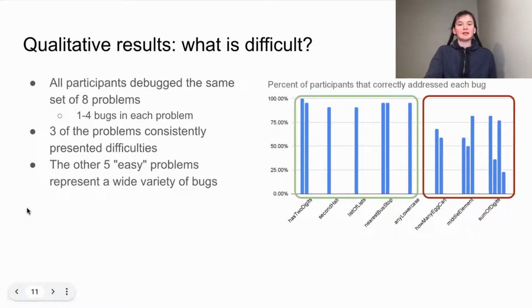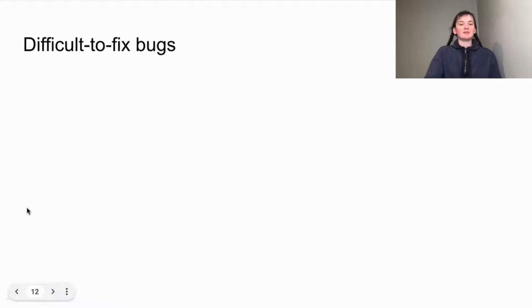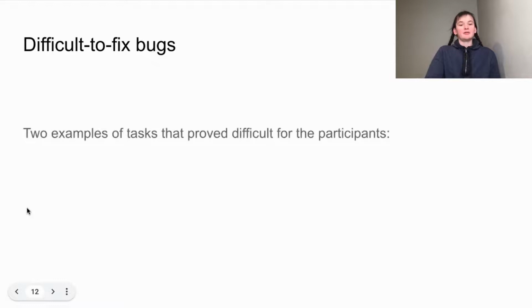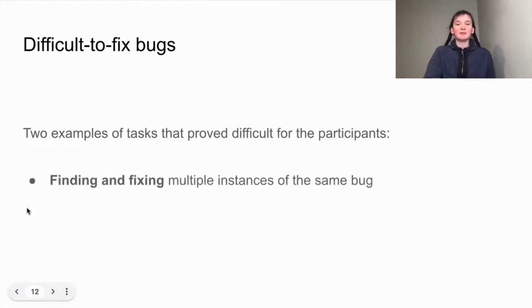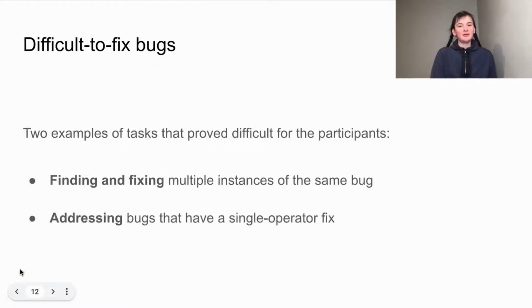The interesting thing is that these 5 easy problems did represent a wide variety of bugs. So it doesn't look like there's any one reason for the easy problems to be easy. Rather, it seems like there are some very specific reasons why the 3 difficult problems are difficult. In the interest of time, I'll just go over 2 of the interesting patterns we found on those difficult problems. The first is finding and fixing multiple instances of the same bug. The second is addressing bugs that just have a single operator fix.